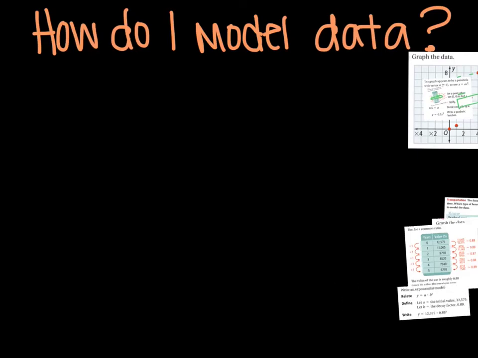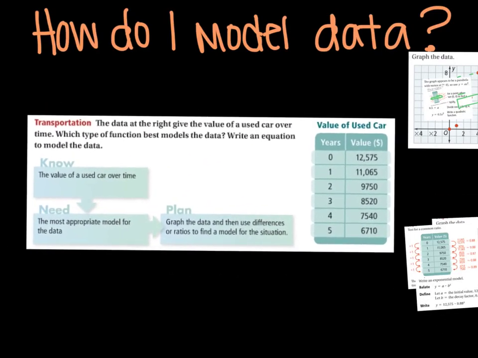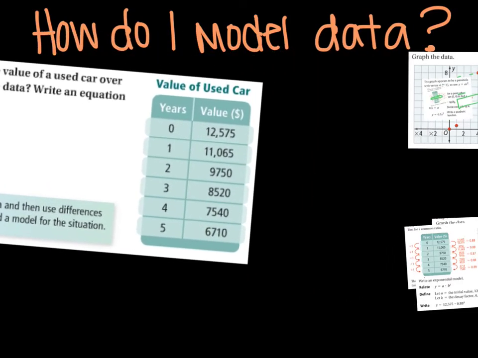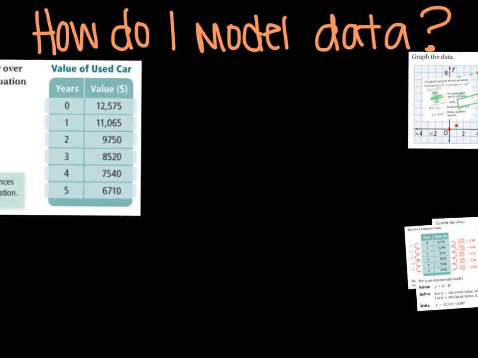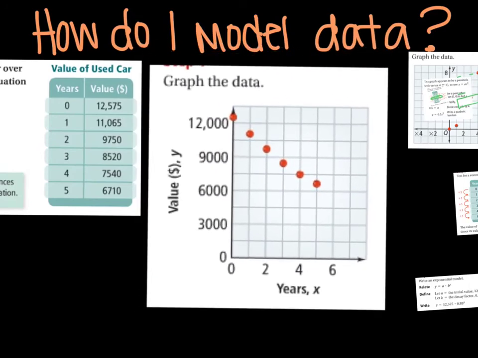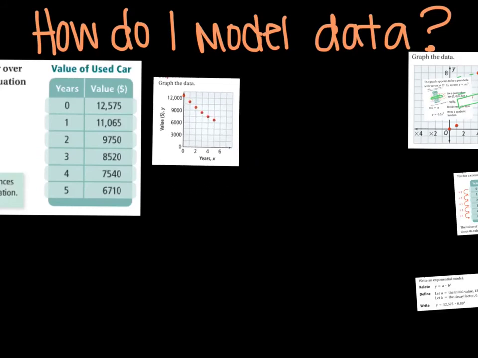I'll give you a real life situation because this does happen in real life. Here's a transportation problem. It says the data at the right gives the value of a used car over time. So we want to know what happens. If we look at this table here, it's always nice to graph the data right away and then use the table just because it gives you an idea. So when I graph this, I get this. And I can see the chances are that it's going to be exponential. It doesn't really look like a parabola. It could maybe be linear, but it doesn't really look like it. So graphing gives you an idea.